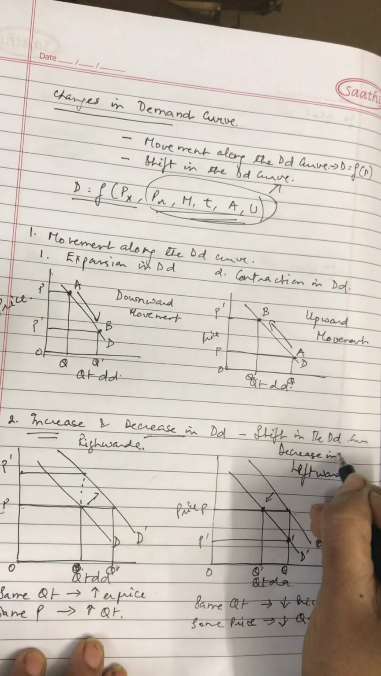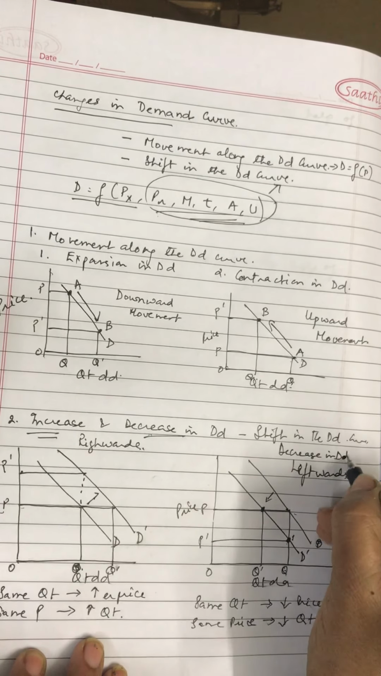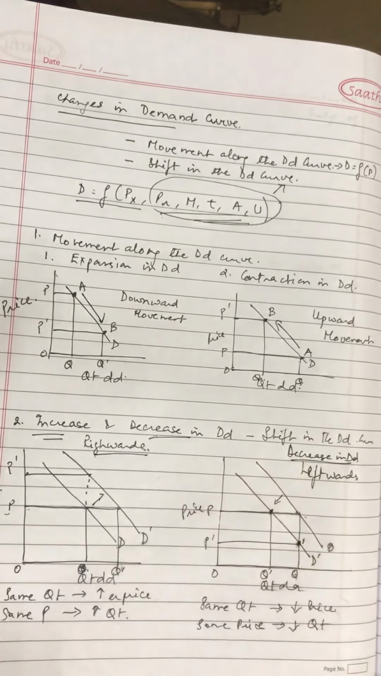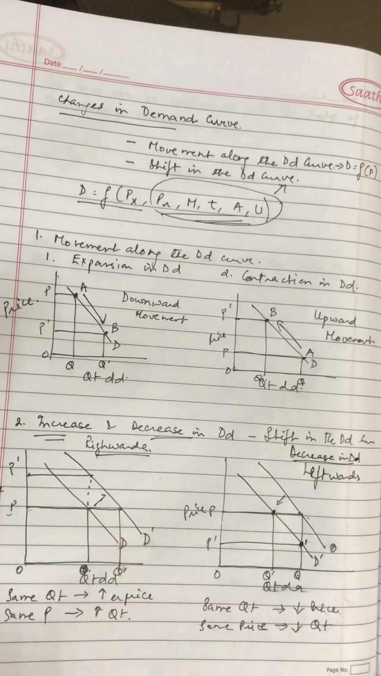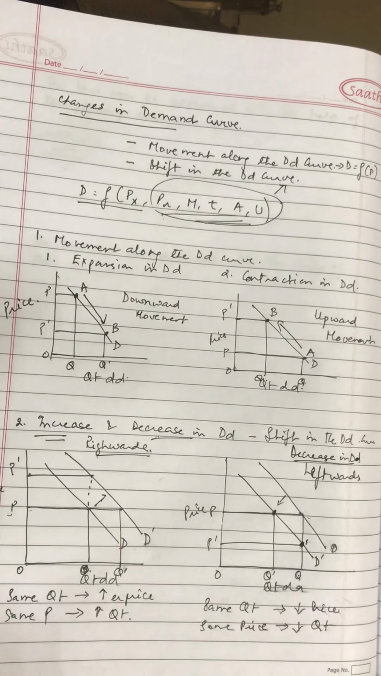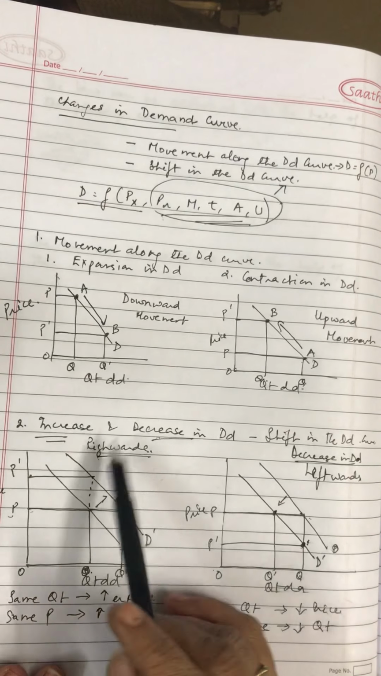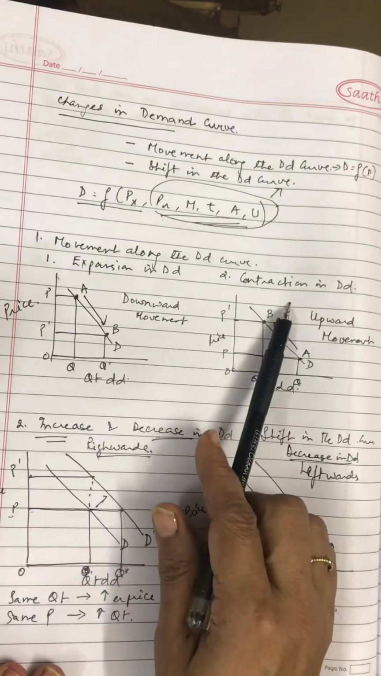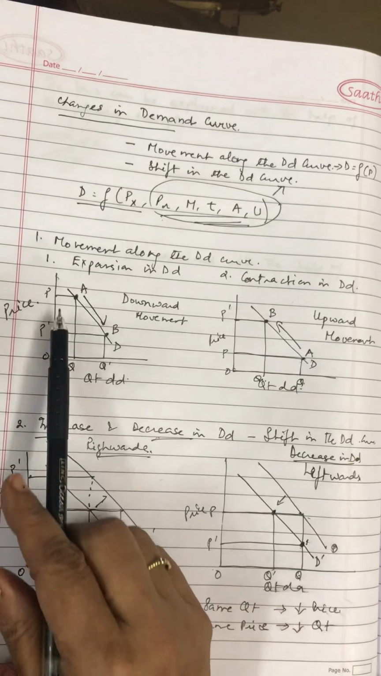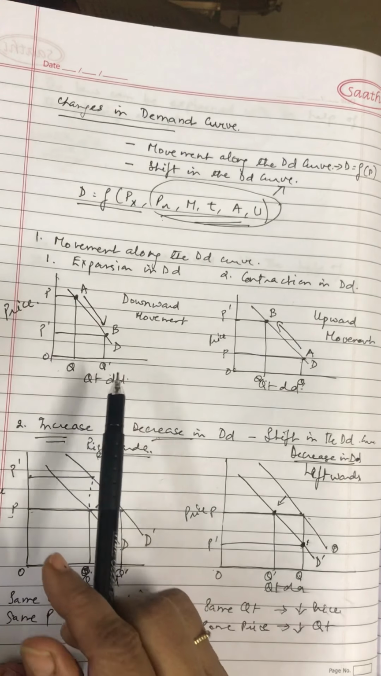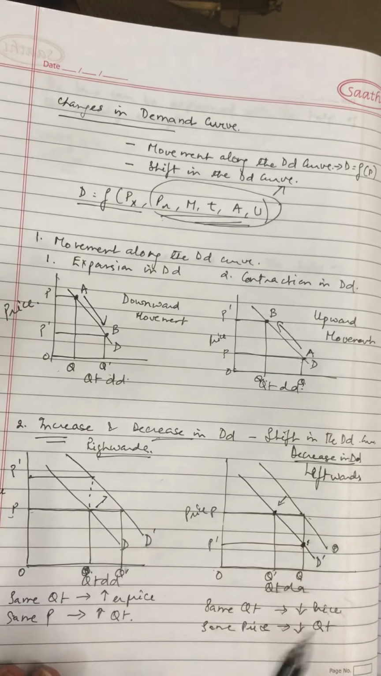As I told you, decrease and increase in demand takes place because of other factors. That means the price of other related goods has changed, the income has changed, the taste has changed, but there is no change in the price of that particular good. Whereas when we talk about expansion and contraction, we say that the price of the commodity has undergone a change. I hope this is clear.